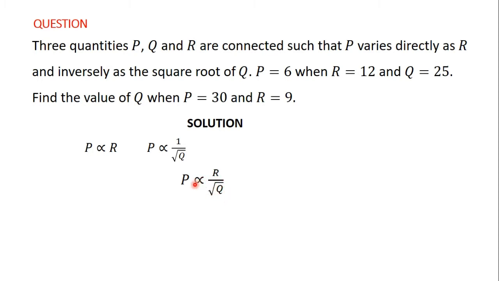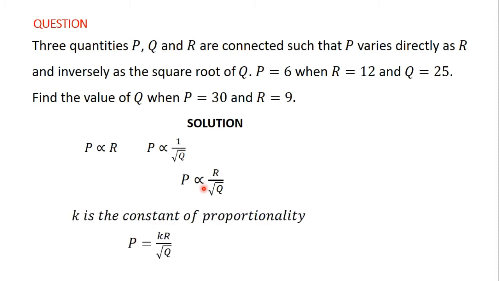Now we need to replace this proportionality sign with an equal to sign, so we introduce a constant of proportionality. If K is the constant of proportionality, then P is equal to K times R divided by the square root of Q, which will give us KR divided by the square root of Q. So this is the expression connecting P, Q, and R, but we need to find the value of K.